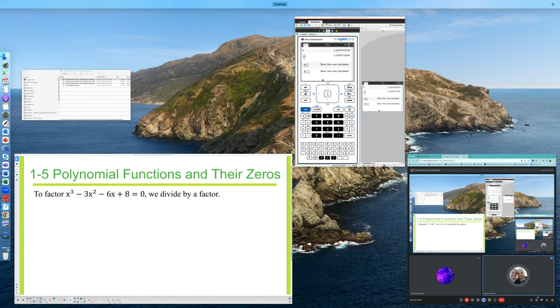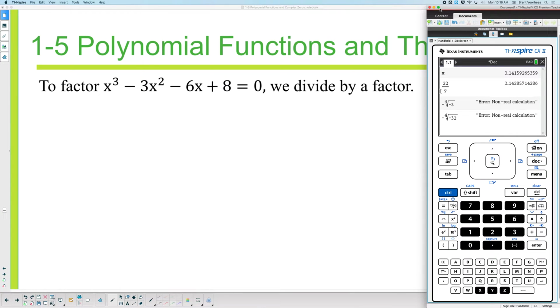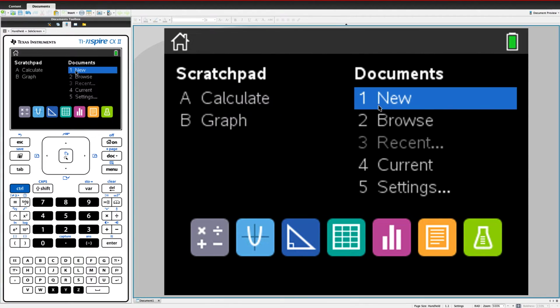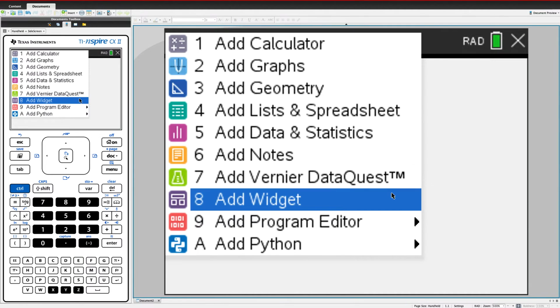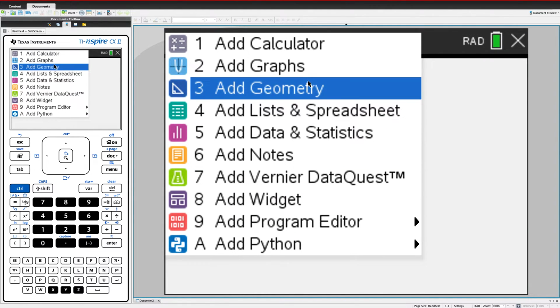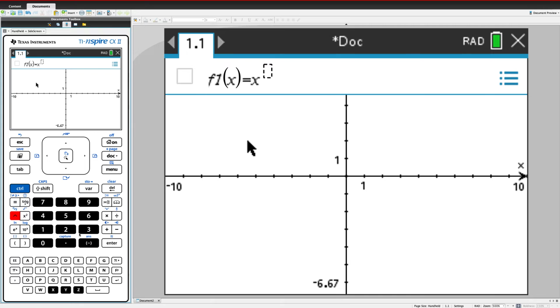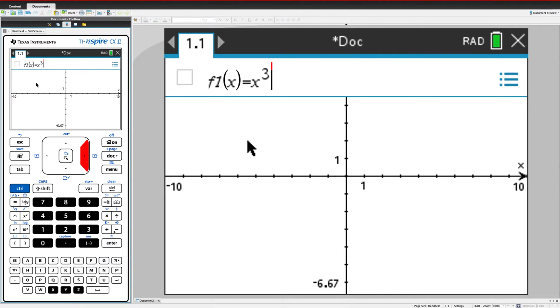So go to your graph, and I'm going to go New Document, and we're going to graph this to figure out what the zeros actually are. So what was the equation one more time? X cubed minus 3x squared minus 6x plus 8. Now, before I hit enter, what's the maximum number of zeros this graph could have?